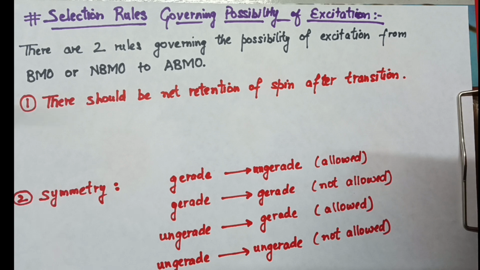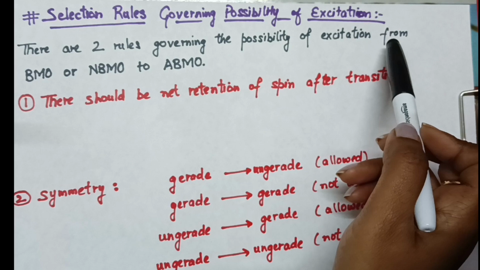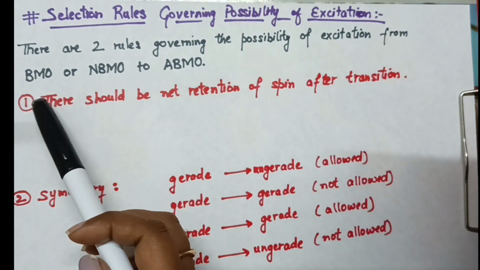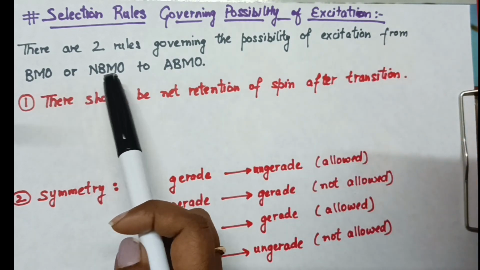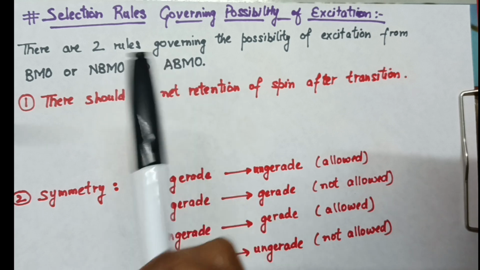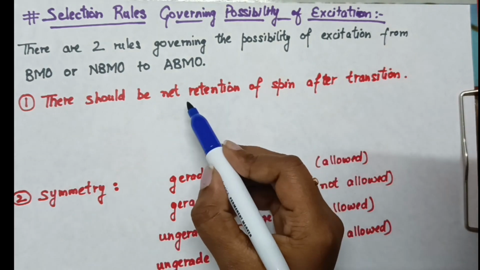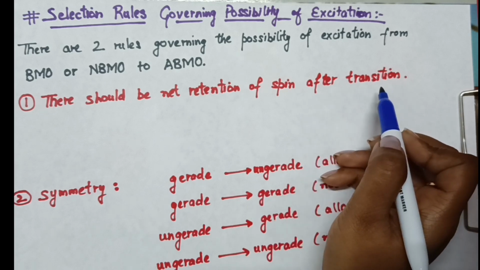So we were discussing the selection rules governing the possibility of excitation. There will be two rules which govern the possibility of excitation from a bonding molecular orbital or non-bonding molecular orbital to the anti-bonding molecular orbital. The first selection rule is that there will be net retention in the spin after transition.